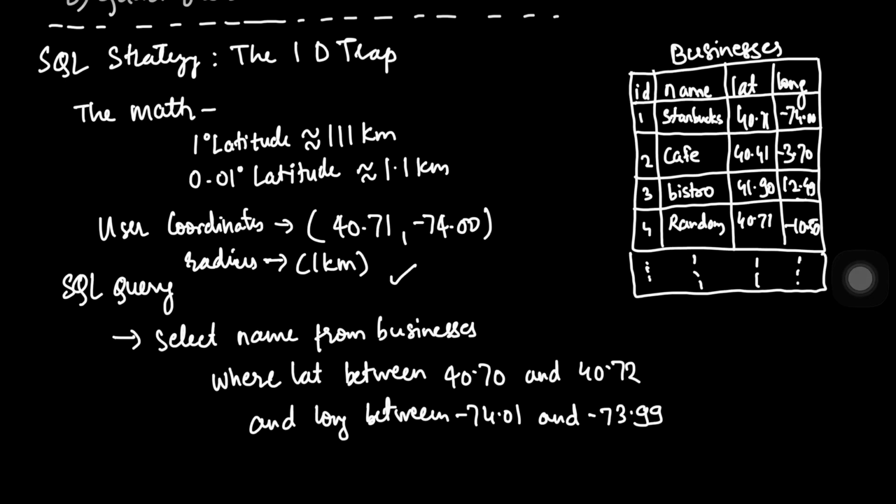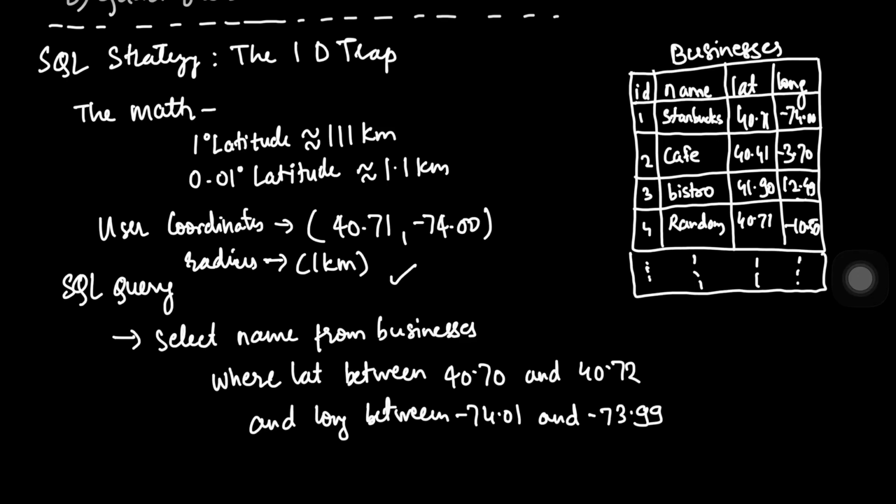Alright, now let's move on to the SQL strategy, and I'll also tell you the reason why I'm calling it a 1D trap. Okay, to write a query, we first have to speak the database's language. Our user gives us a radius in kilometers, but our database stores the locations in coordinates. So how do we bridge that gap?